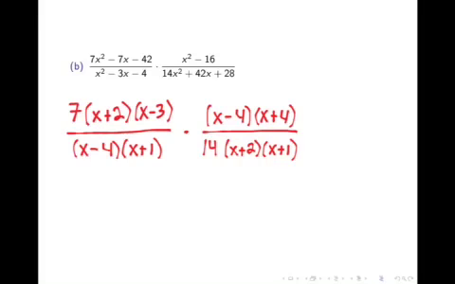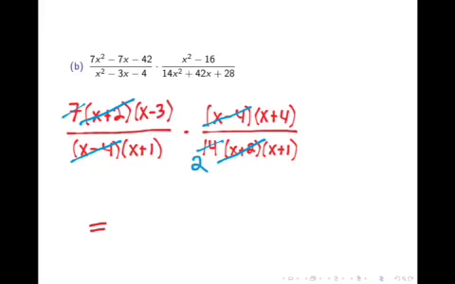So for example, we have an x plus 2 in the top of the first fraction. They can cancel with the x plus 2 in the bottom of the second fraction. And we have an x minus 4 in the top of the second fraction. They can cancel with the x minus 4 in the bottom of the first fraction. And then our 7 and 14 will end up reducing to 1 over 2. And then we can multiply together anything that we have left.